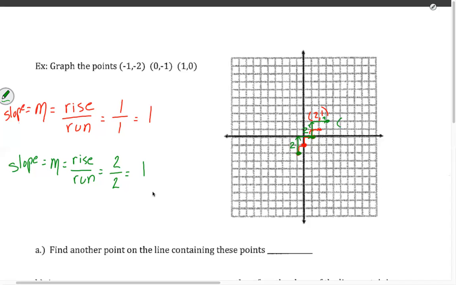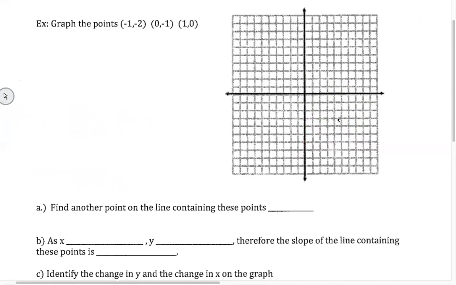That point right there would be the point (3, 2). So I can follow these directions to get more points on the line. So let's use this point (3, 2) as my next point on the line. Now it says B as x blank, y blank. Therefore, the slope of the line containing these points is blank.